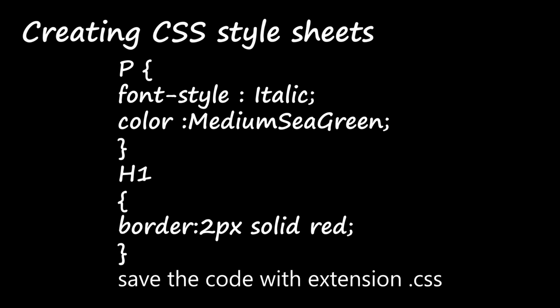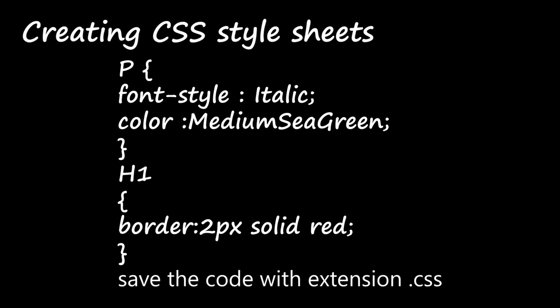Here they have given an example. It is in page number 290, right? In page number 290, first P, that is a HTML tag, right? And then font style is italic, and they have separated the property, that is font style and italic, with colon, and at the end of this value it is semicolon, right? And the next one, color, colon, medium sea green, and at the end you must give semicolon, right? After that is done, you have to close the flower bracket, right?